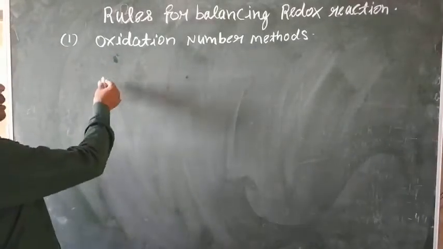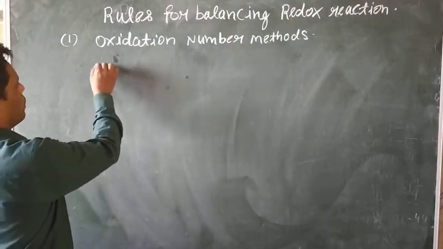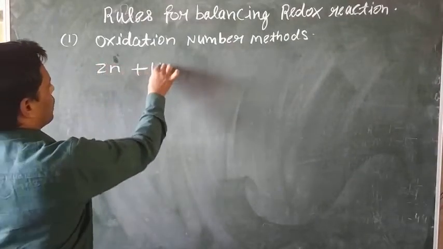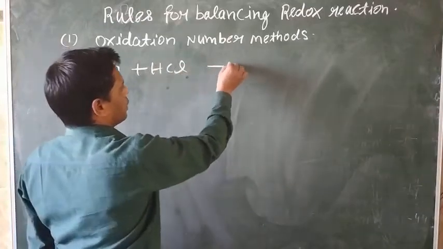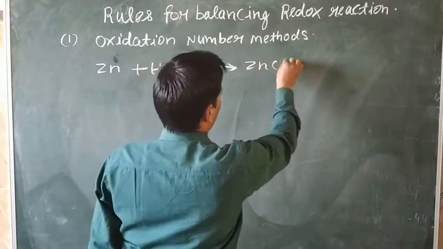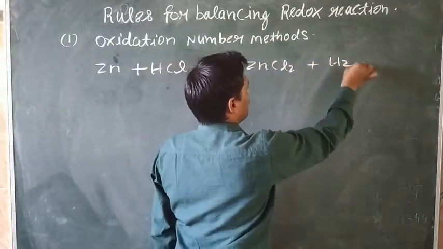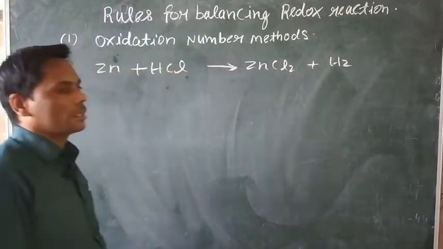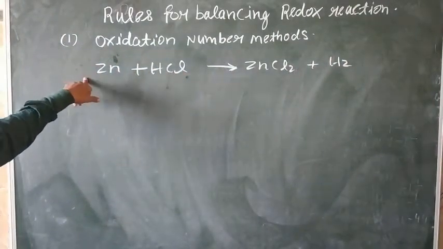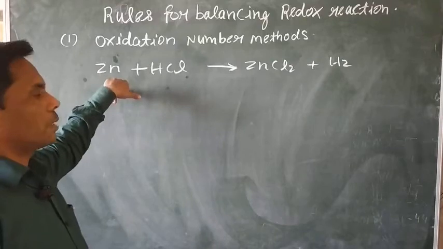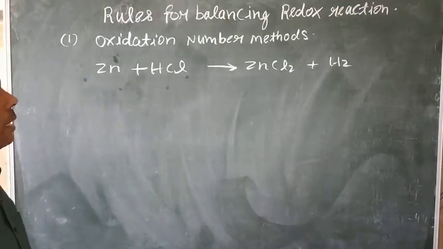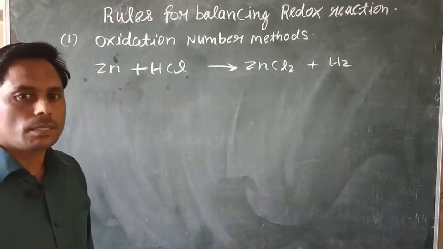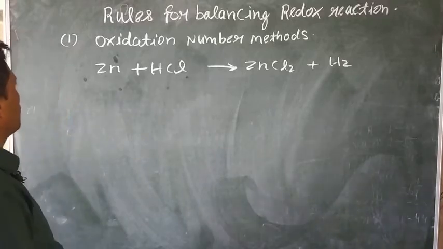Suppose zinc metal reacts with hydrochloric acid, HCl, giving the metal salt zinc chloride and hydrogen gas. Suppose this reaction is given, and this is the unbalanced reaction, which is called the skeleton equation or skeleton reaction.